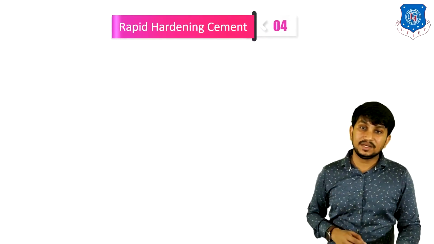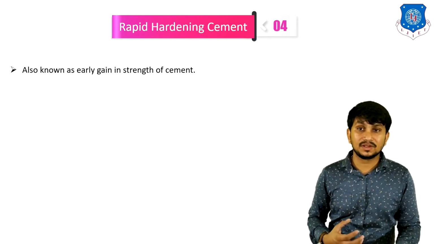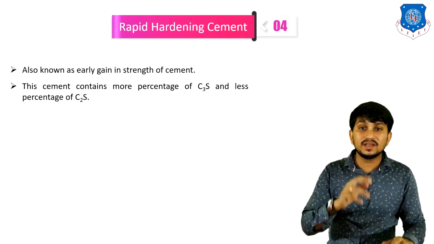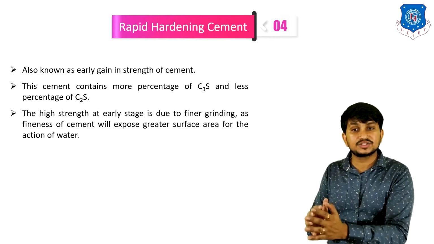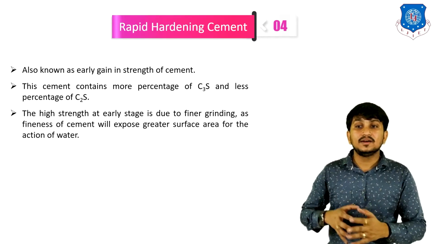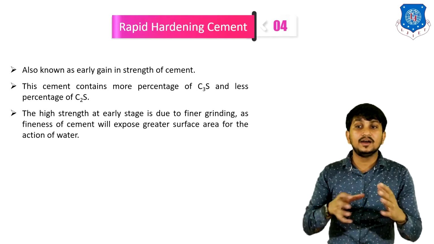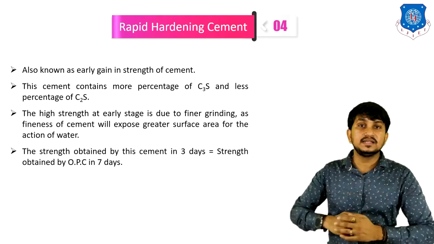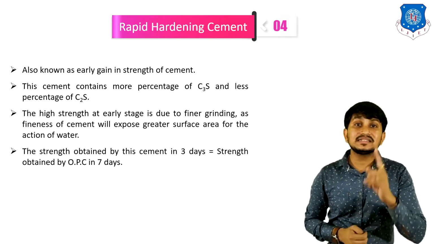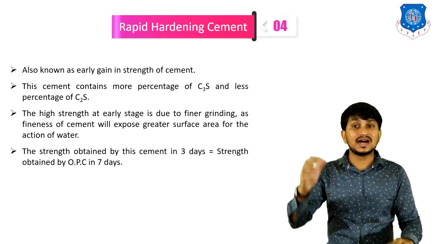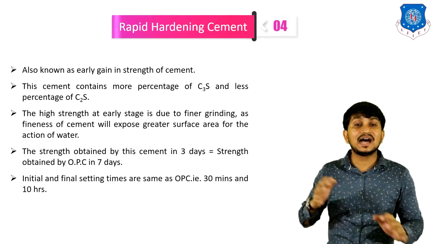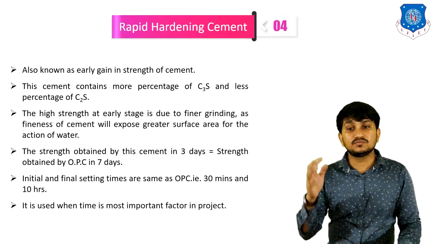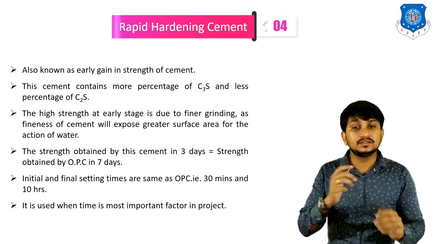Fourth is rapid hardening cement. The name itself suggests it hardens very fast. Okay, this cement contains more percentage of C3S content and less percentage of C2S content. Okay, the high strength at early age is due to final grinding as fineness of cement will expose greater surface area from the action of the water. Okay, the strength obtained by this cement in 3 days is equal to the strength obtained by OPC in 7 days. Okay, so it is called as rapid hardening cement. Initial and final setting times are similar as OPC, which is 30 minutes and 10 hours. It is generally used when time is most important factor in the project.